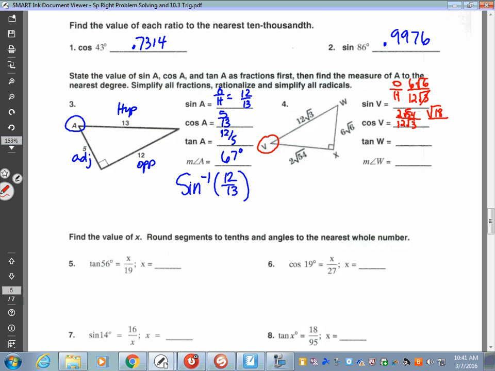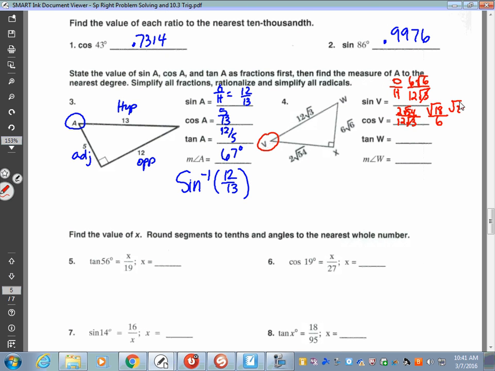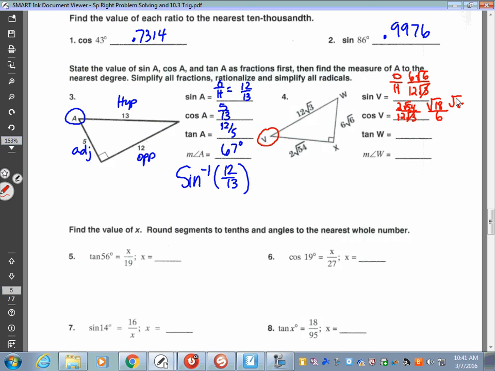No, it shouldn't be. Over 2. Isn't it 6? Yeah, it's 6. Right, because the 2 and the 12. And then, yes, you do have to factor the 18. So, 2 and 9, which is 3 root 2.